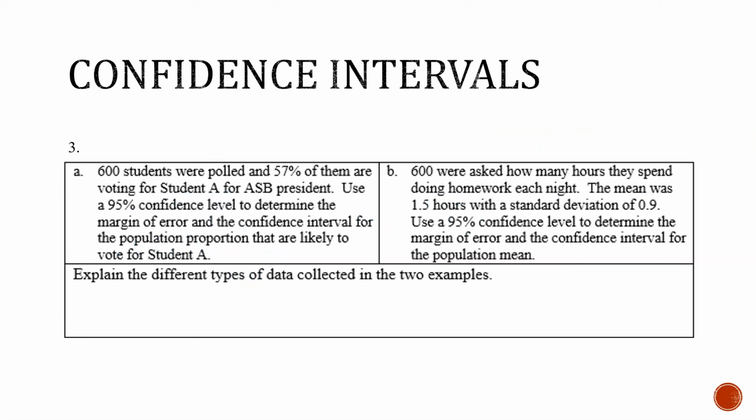In letter A, we have 600 students who were polled and 57% of them are voting for student A for ASB president. And we're asked to use a 95% confidence level to determine the margin of error and the confidence interval for the population proportion that are likely to vote for student A. Whereas in letter B, we have 600 who were asked how many hours they spend doing homework each night. We find a sample mean with a standard deviation, and we're asked to, again, use a confidence interval to determine the margin of error and the confidence interval for the population mean.